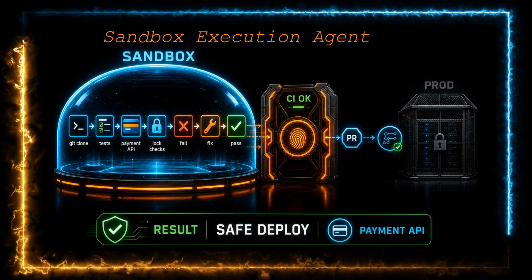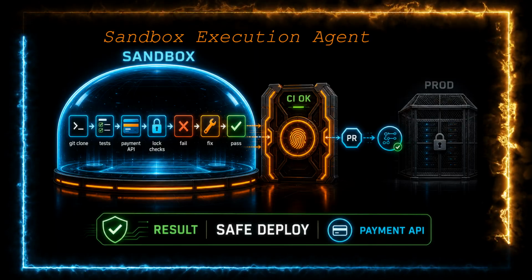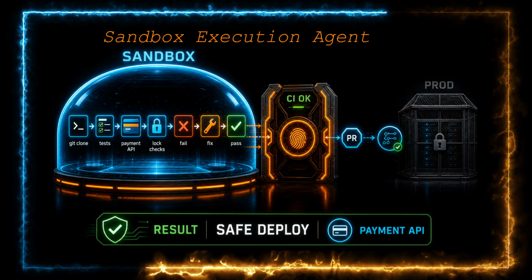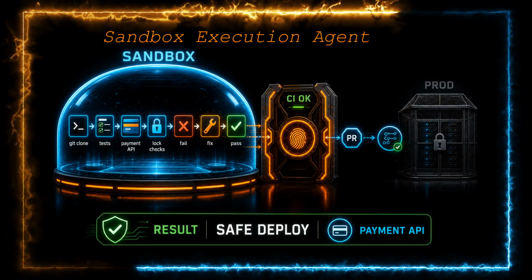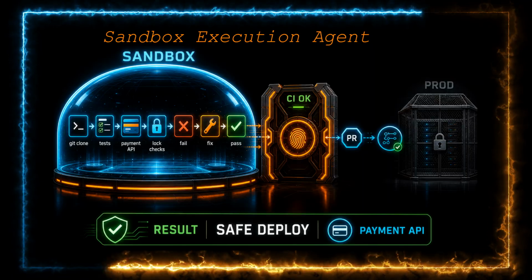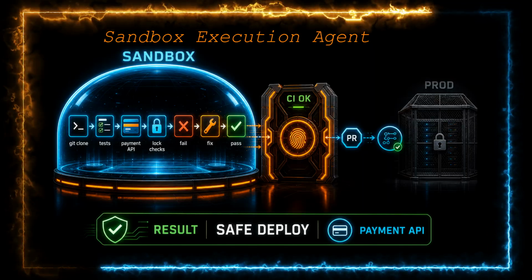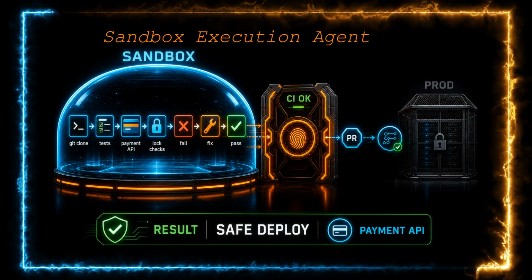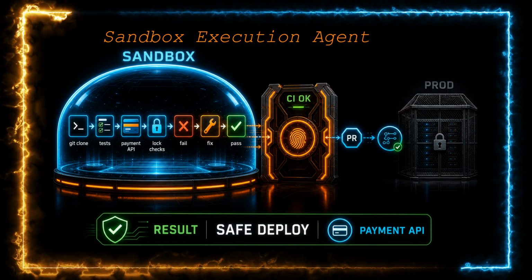Think: I should not modify production directly. I will use sandbox. Act, sandbox: clone repo into isolated environment and run tests. Observe: tests fail on payment validation module. Think: I need to reproduce and fix the issue safely. Act, sandbox: update validation logic and rerun tests. Observe: all tests pass in sandbox environment.